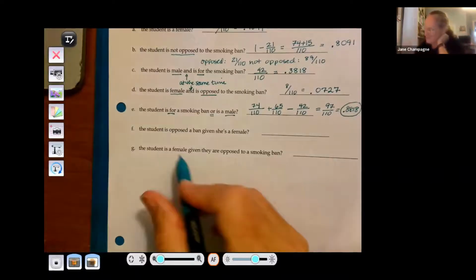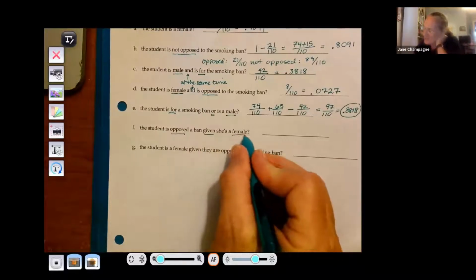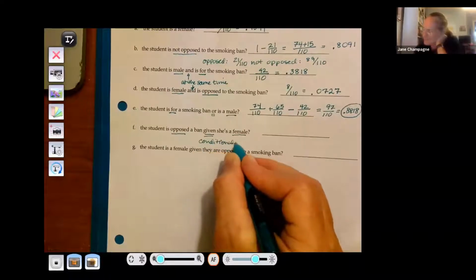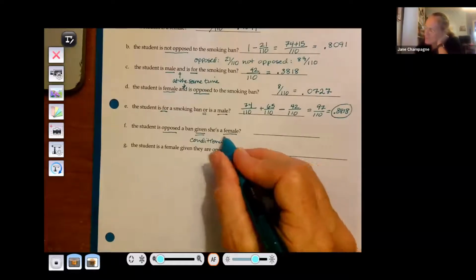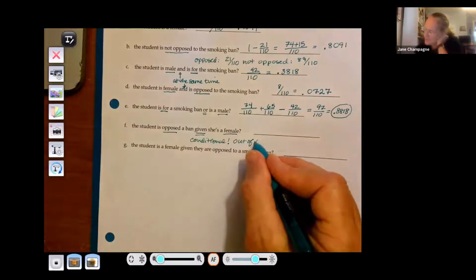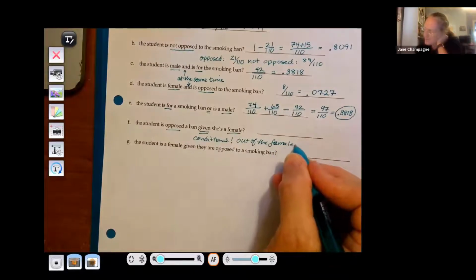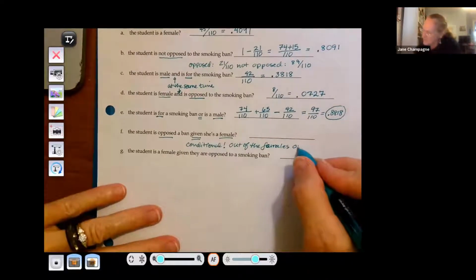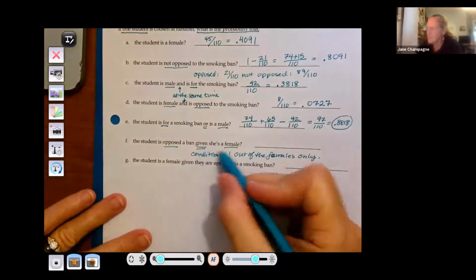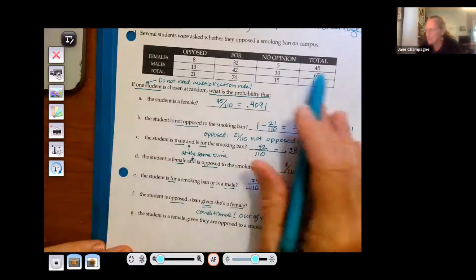All right, so F. What's the probability the student is opposed, given she's female? Okay, given. That's a conditional. We talked about these last time. Conditional means given the condition that she's female. So this is going to be out of the females only. All right, so this condition restricts your sample space, basically. If you're given that she's female, that means you're only looking at the females. You're only looking at that row. Okay, so it's like out of the females.